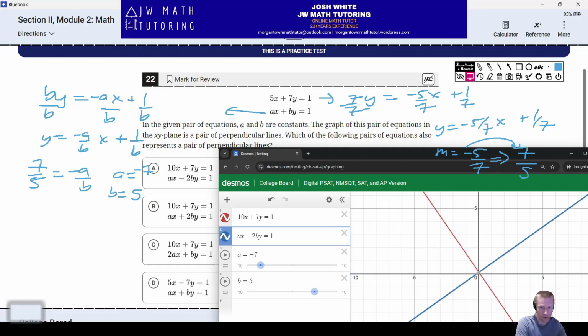What about if I change this to plus? Okay, now, yes, these 2 lines do look perpendicular. These do look like right angles. So B is going to be the correct answer.